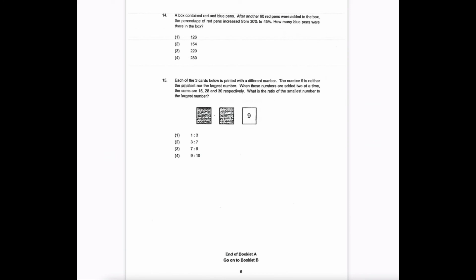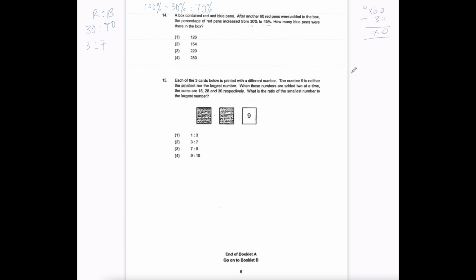Okay, question 14. A box contained red and blue pens. After another 60 pens were added to the box, the percentage of red pens increased from 30 to 40. So that means red at first, right, was 30%, right? So blue will be 100% minus 30%, which will be 70%. Okay, so that means at first, if I simplify, it will be 3:7. Okay, I'm going to do the working here. 100 minus 30.